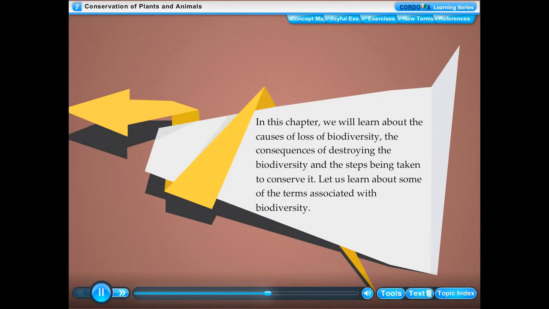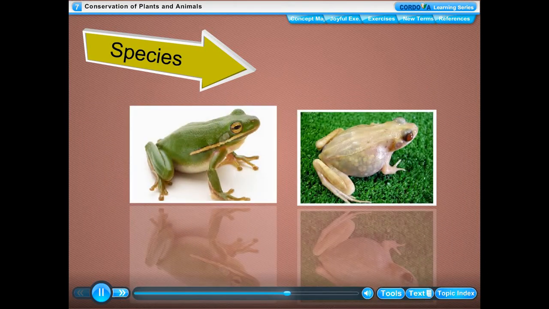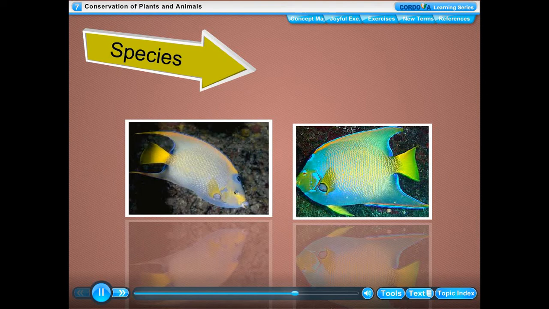Let us learn about some of the terms associated with biodiversity. Species. A species refers to a group of organisms, plants or animals that have common characteristic features and can interbreed with each other.